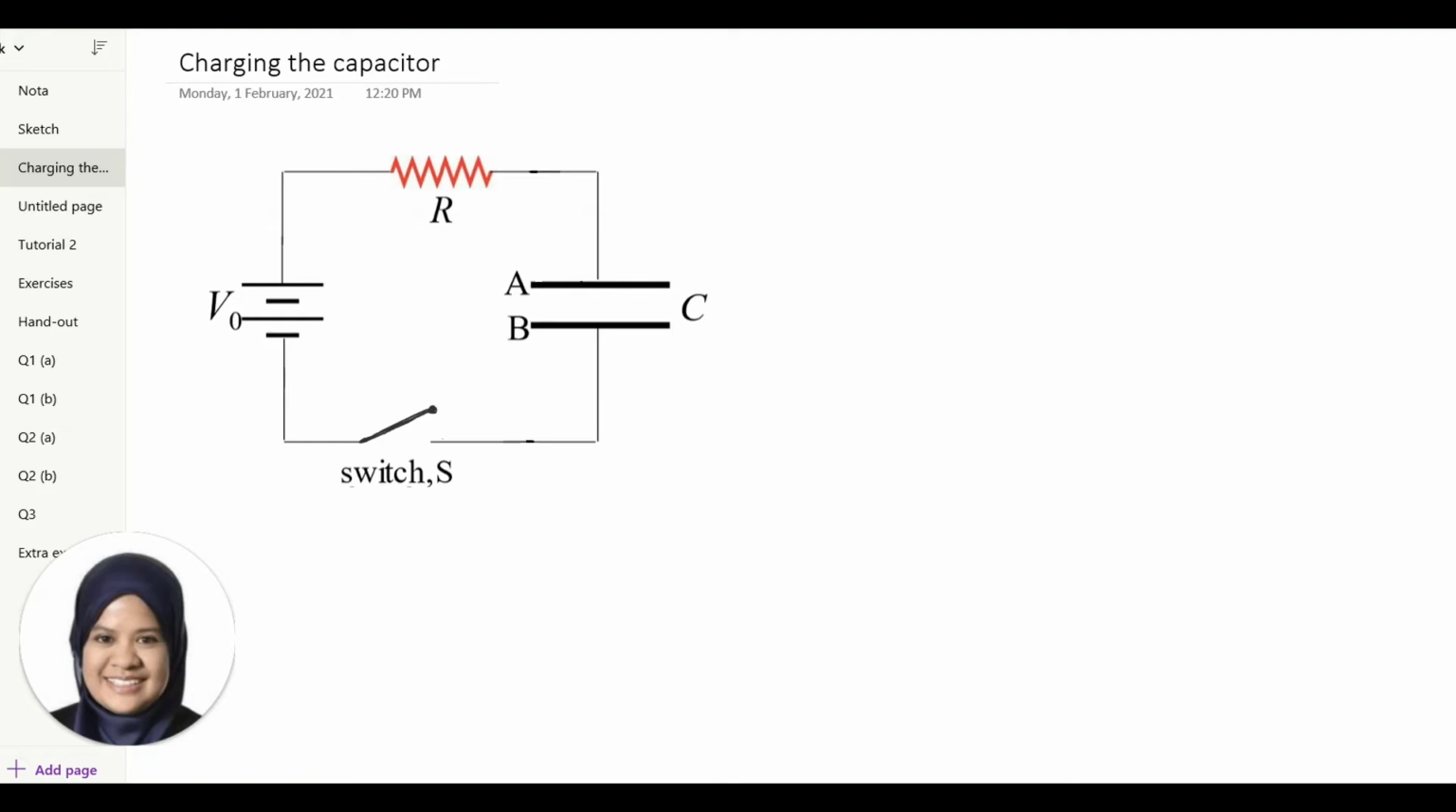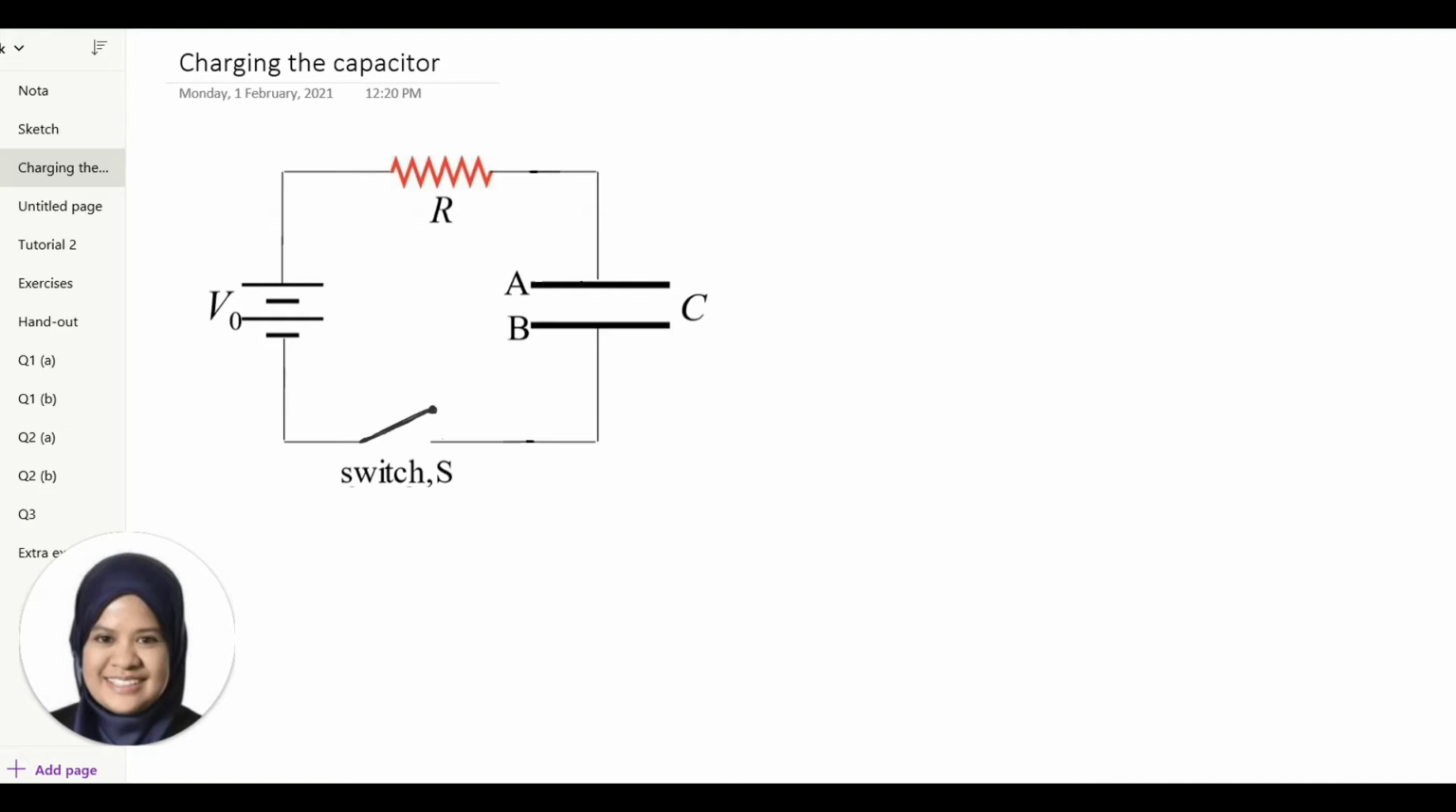A and B is our plate, because our capacitor consists of two parallel plates. Okay, dan ada switch. Switch ni untuk kita on and off the switch in order for the circuit to be completed, in order for the charge to flow from one terminal to the other terminal of the battery.